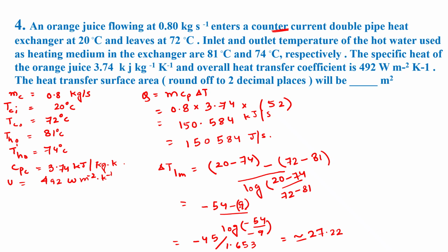Now we'll just put this all in the area formula, that is A = Q / (U × delta T lm). Q we have calculated, 150.584, U is 492, and delta T lm we calculated is 27.22, which is equal to 11.2 meter square. Hence our answer is 11.2 meter square.